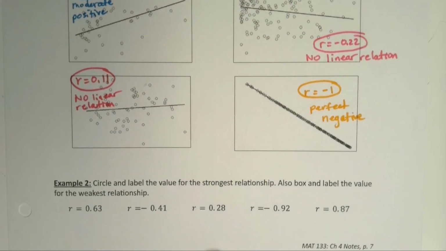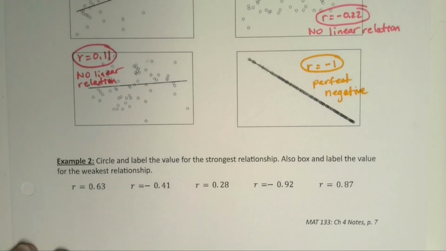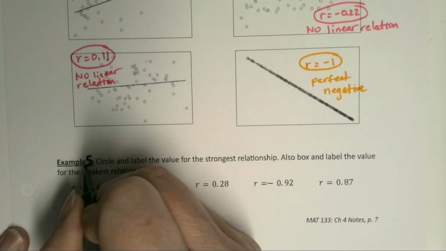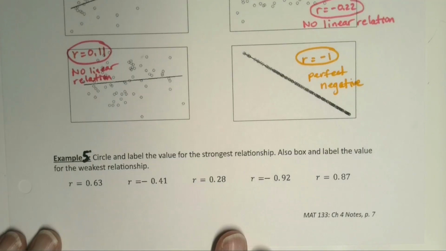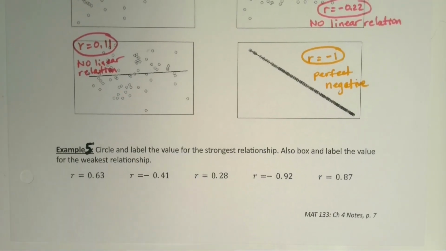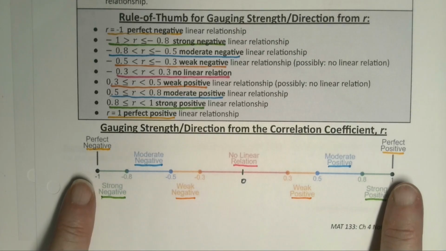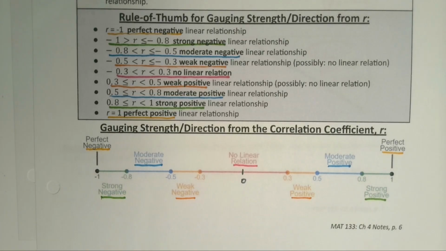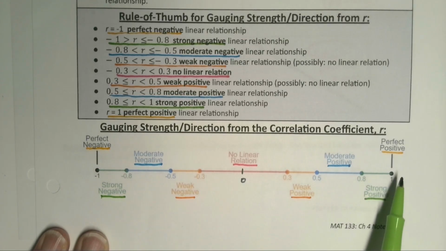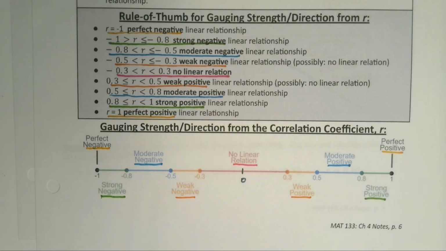All right, so let's look at this example, which should not be example 2. Sorry, it's a typo I will fix for future. All right, we're going to circle and label the value for the strongest relationship and box and label the value for the weakest relationship. All right, so when you want to think about which relationship is the strongest, remember that being closest to the edges is the strongest. So being either out here or out here are strong relationships.